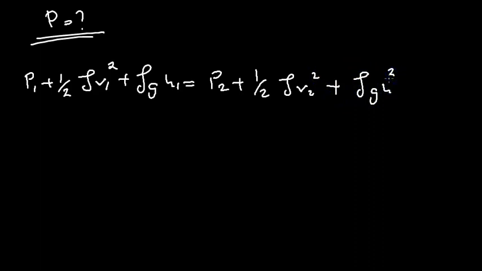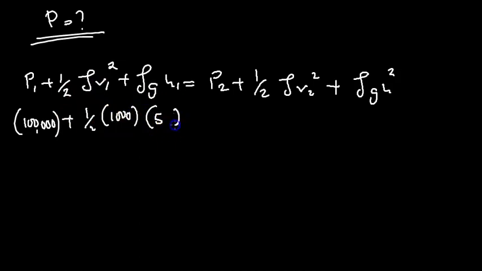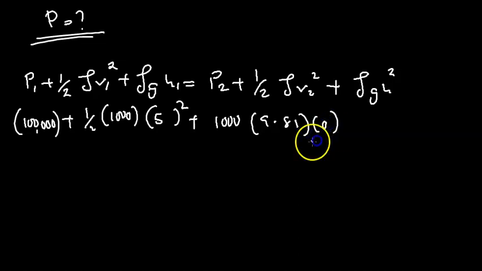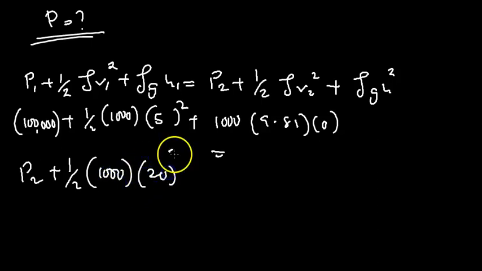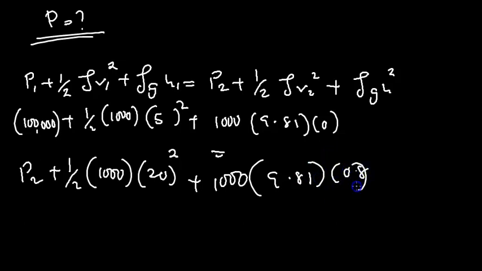So we can insert our values at this point. P1 is the pressure, which is 100,000 plus a half. What is the density? Density is 1,000, into the first velocity, 5 to the power of 2, plus density 1,000 into g, the gravitational acceleration, 9.81 meters per second squared, multiplied by 0. On the right-hand side, P2 is unknown: P2 plus a half into 1,000 into 20 to the power of 2, plus the same 1,000 multiplied by 9.81 multiplied by 0.